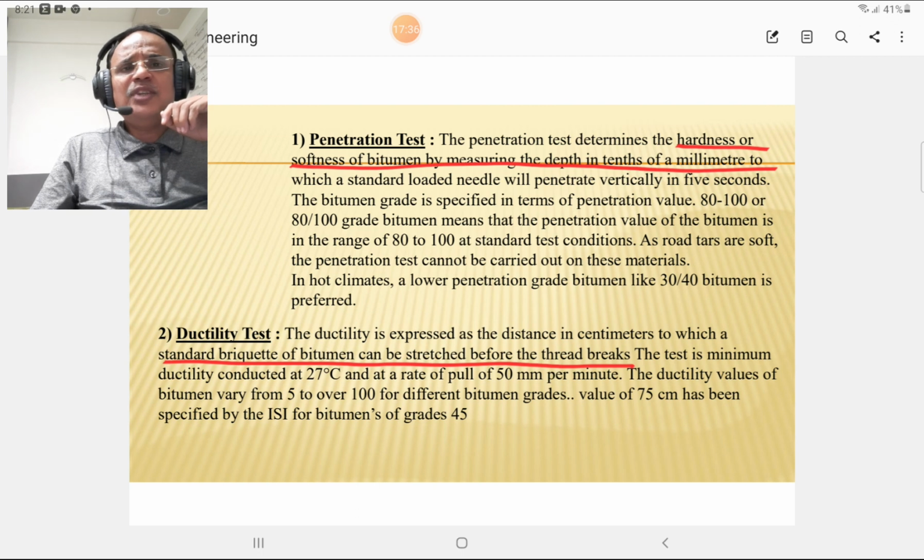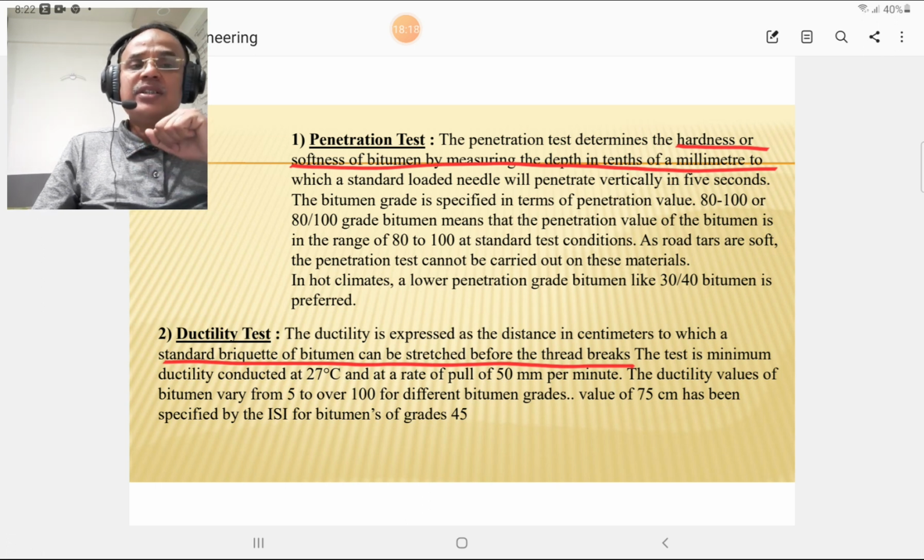Penetration test is used to determine the hardness or softness of the bitumen by measuring the depth to which a standard loaded needle will penetrate vertically in 5 seconds. The time required for penetration is 5 seconds. That is very important, and it is sometimes asked in the examination. Grade 80-100 means penetration value of bitumen in the range of 80 to 100, and 30-40 means a range of 30 to 40. The 30-40 grade is used in hot weather such as in Solapur or Nagpur, and 80-100 is used in cold weather situations such as Mahabaleshwar or Pune.